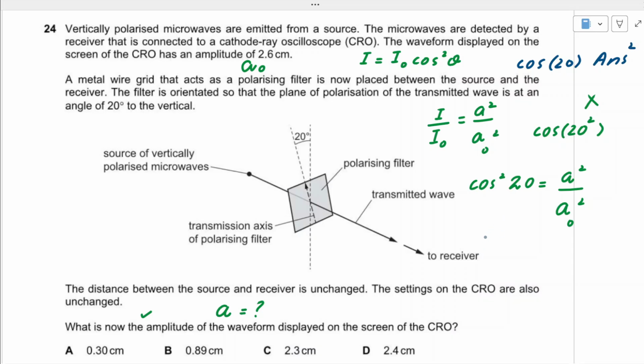Okay, so cos of 20 and then the square of it would be 0.88. A square is the new amplitude which needs to be found out, divided by a naught, and a naught was 2.6. No conversion is needed because all the options are in centimeters. So a square equals 0.88 times 2.6 square. Whatever your answer is on the right side, you take a square root of it, and the final answer would be 2.4.